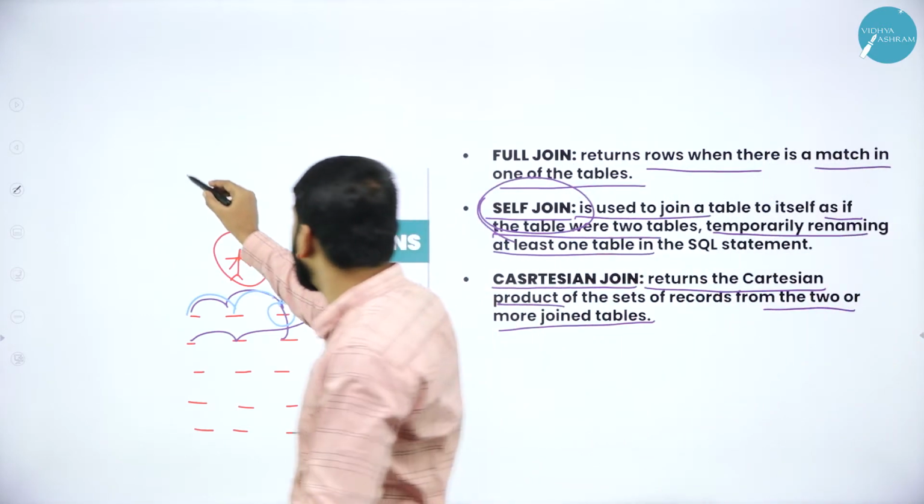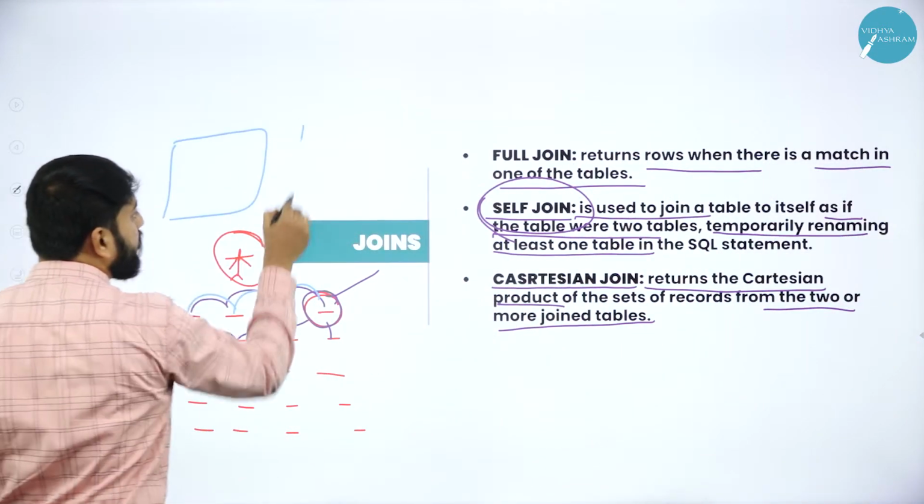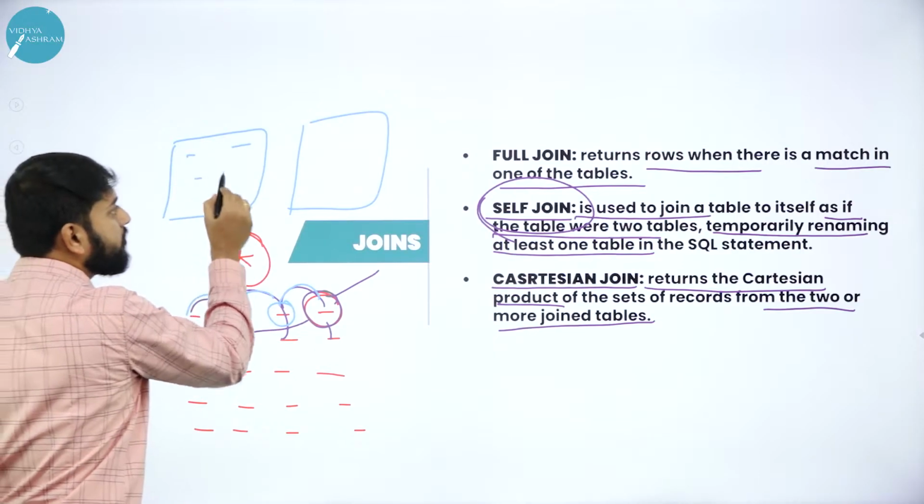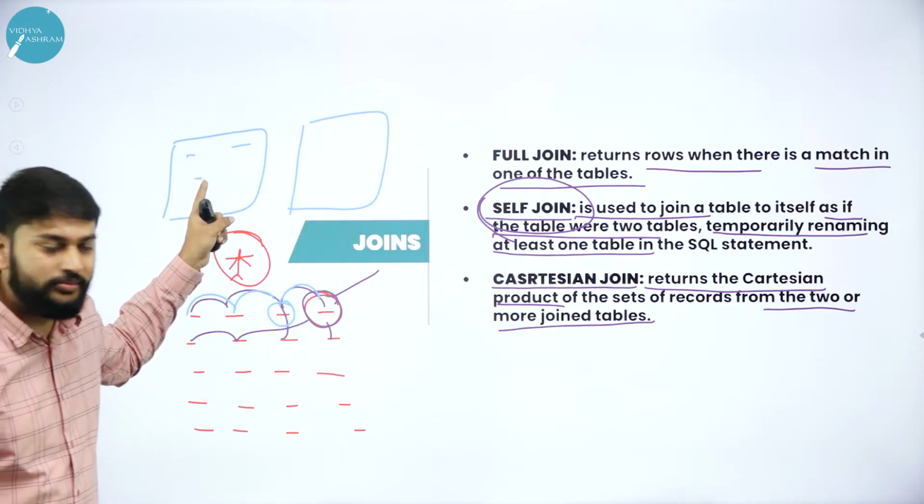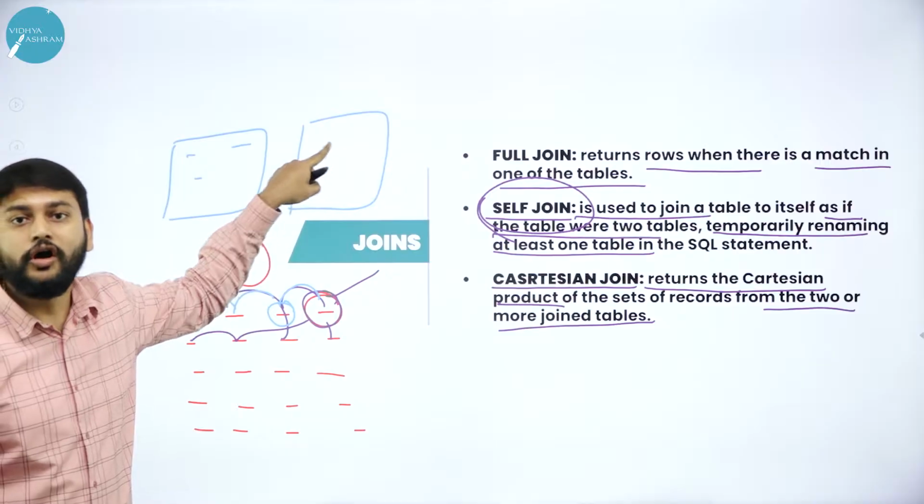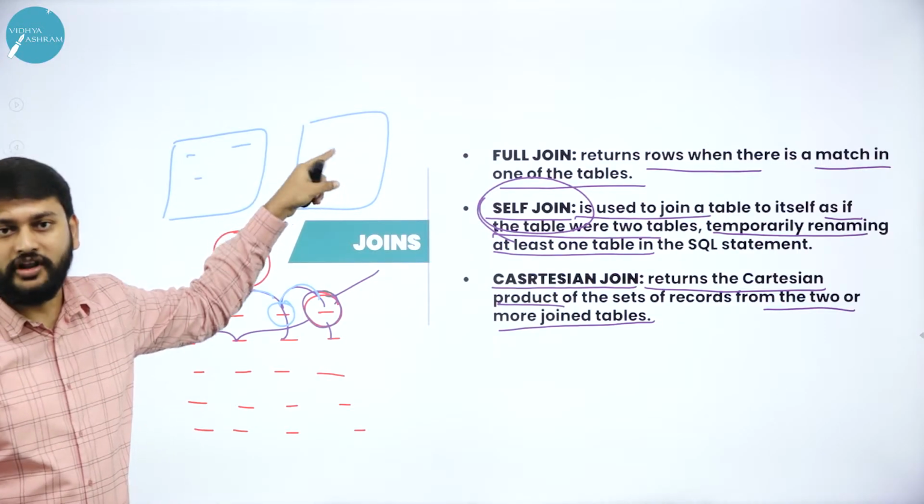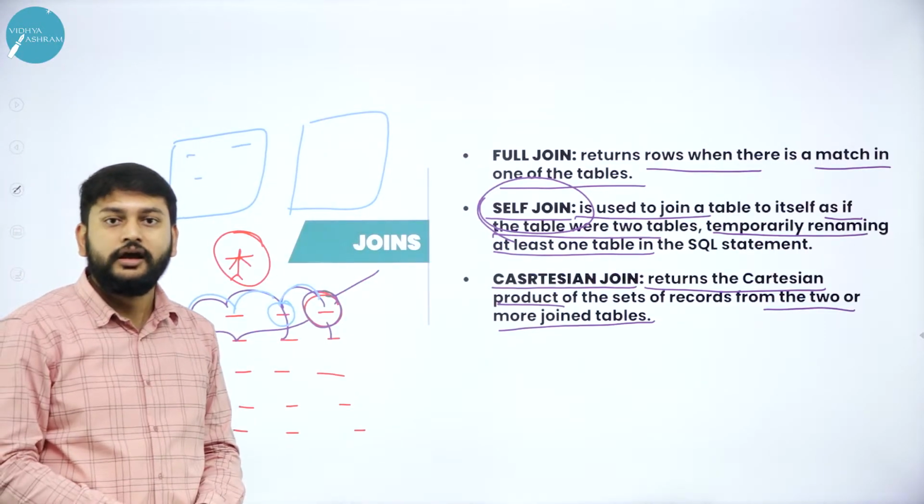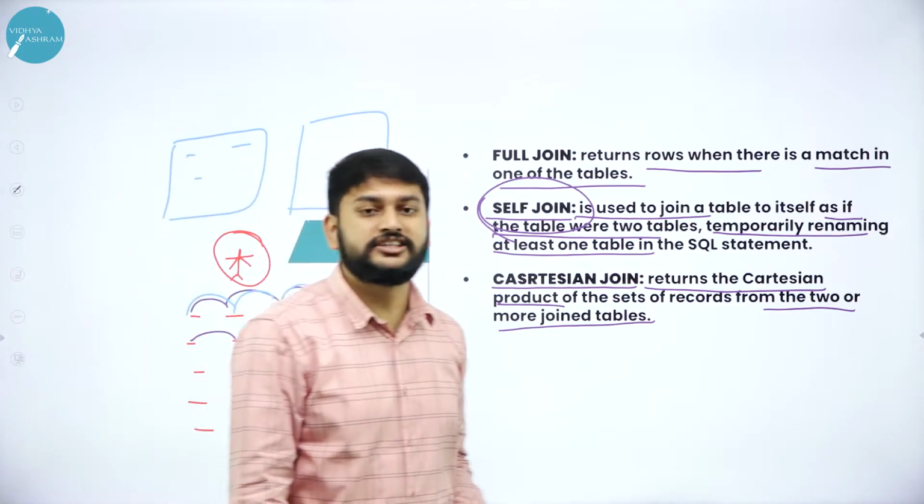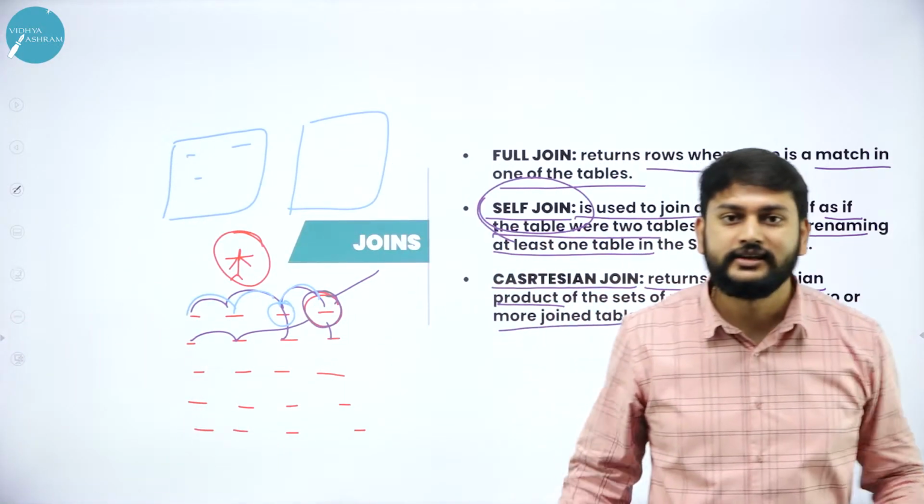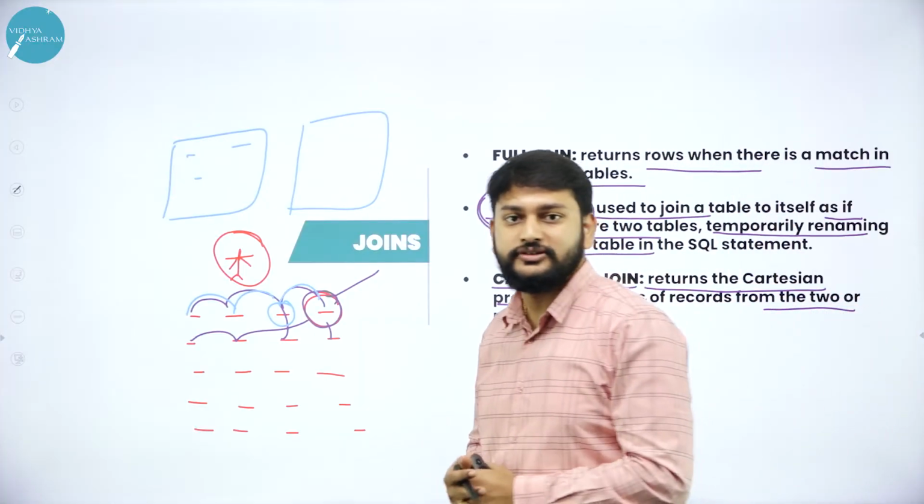Imagine I have two tables. All the values of this table should multiply with all the values of this table. Whatever product I get, that is what I will call a Cartesian product. That is what you need to remember.